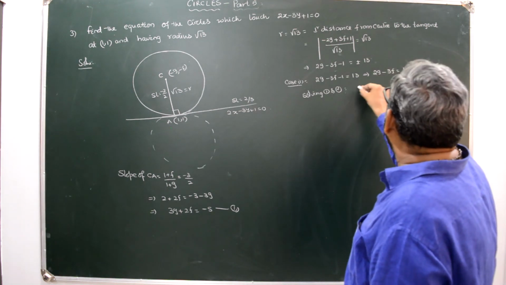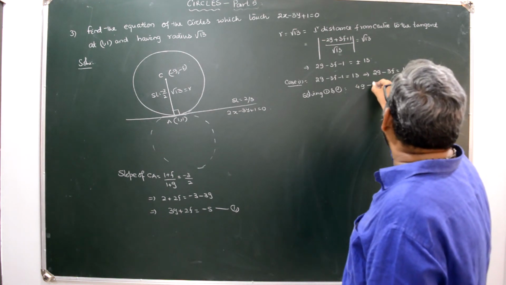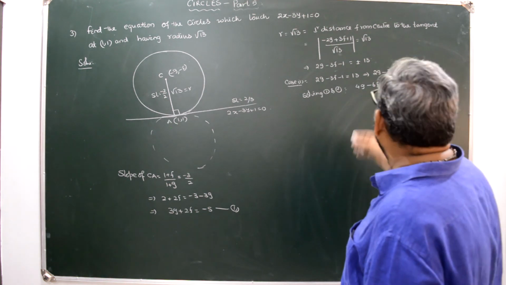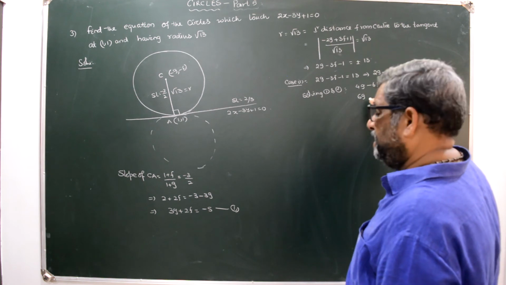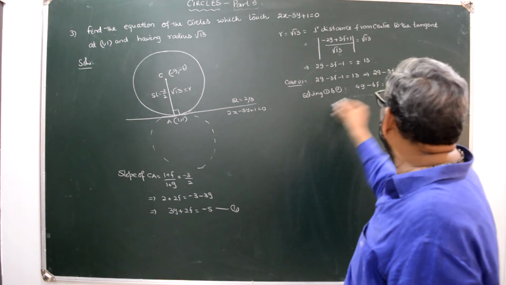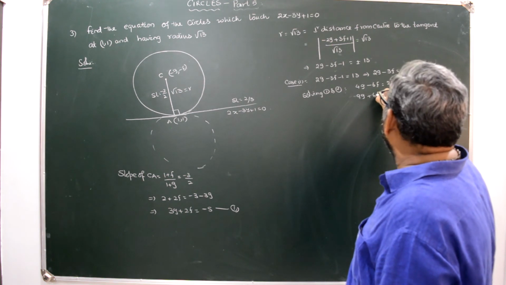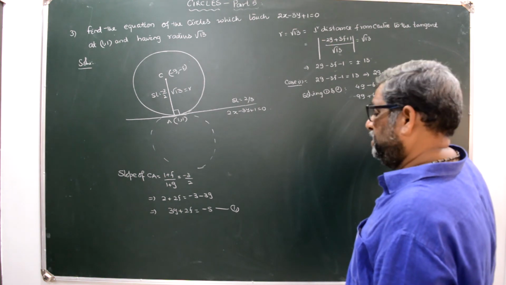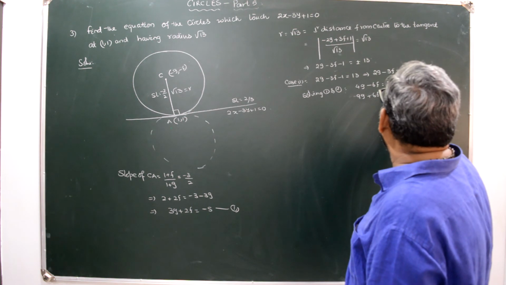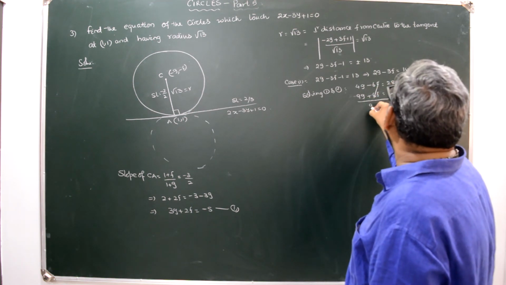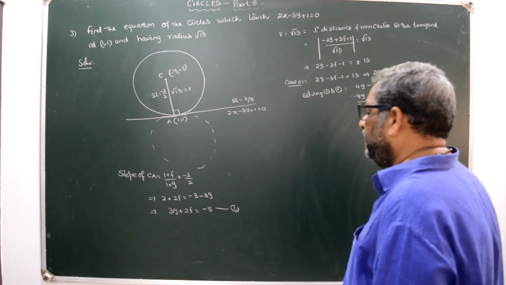You can multiply this with 2. 4g minus 6f is equal to 28. This is 6g. With the 3, 9g plus 6f is equal to minus 15. Add it. 13g equal to 13. G is equal to 1.